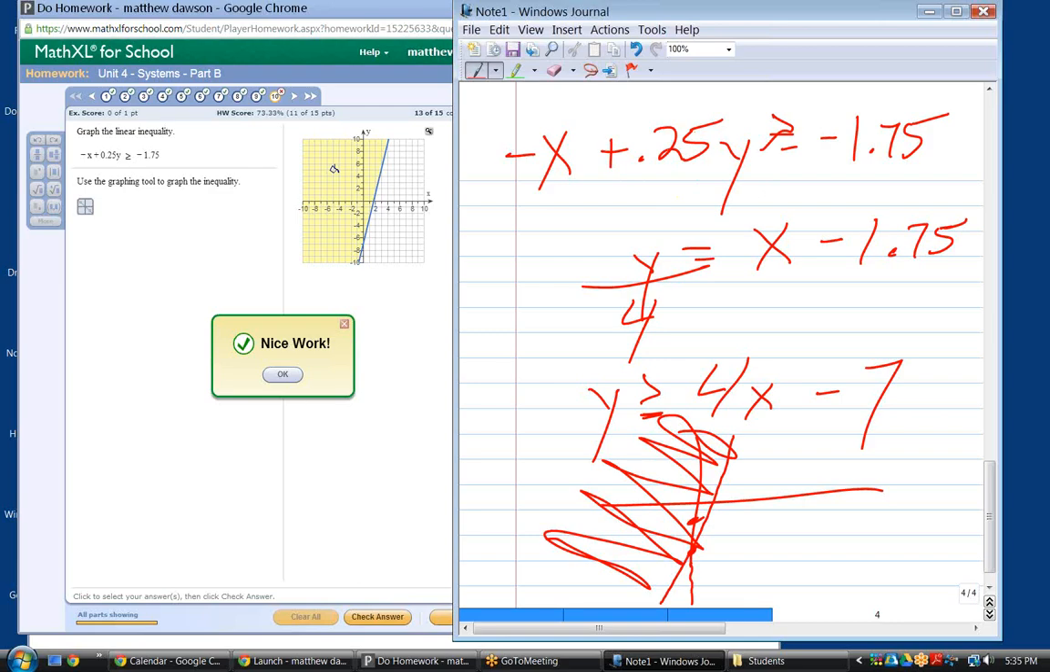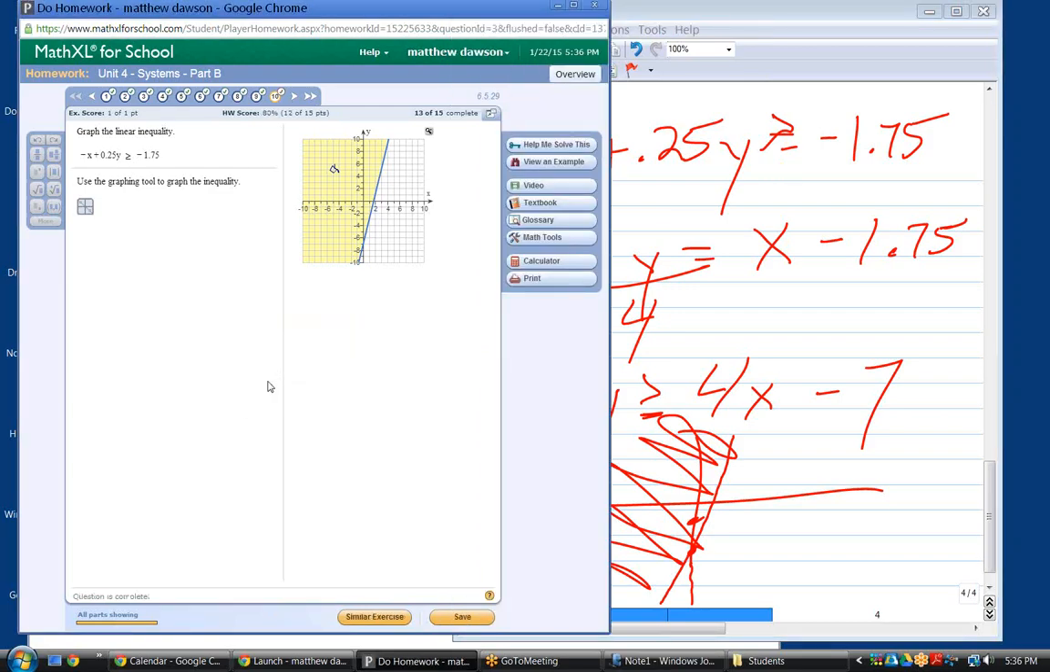But it might. They might give you an equation where you do have a negative coefficient in front of the y, and then you would have to turn that around. If you ever have to divide or multiply by a negative number on an inequality, you change the direction of the inequality. Okay? All right, that looks like a good place to end.